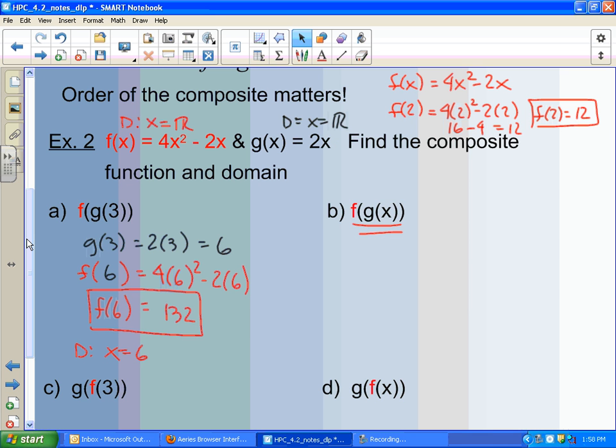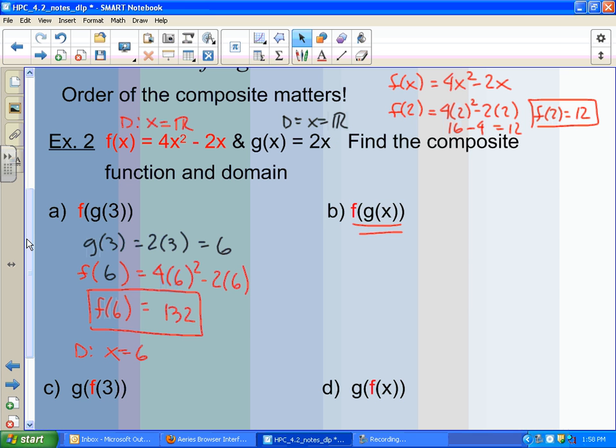Is there anyone else who has a creative way of remembering when I'm compositing a function within a function? How do I know which one goes where? Or are we just completely lost in that? I don't even know how to explain it. Where are we at? Are we good? So help me here.